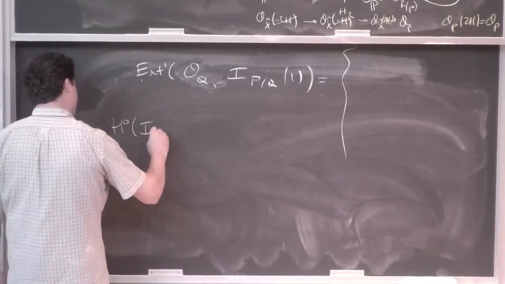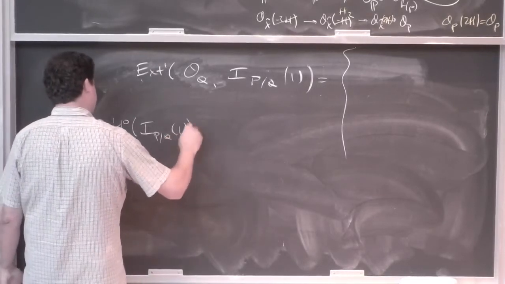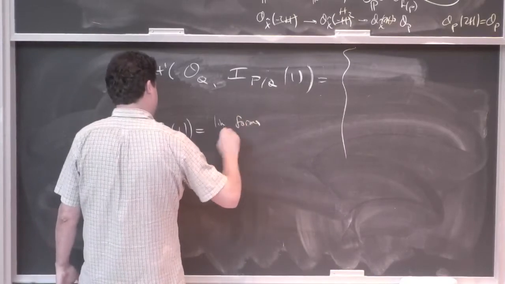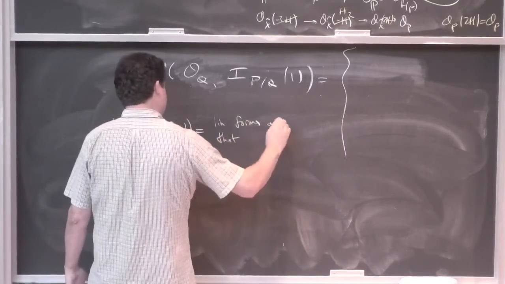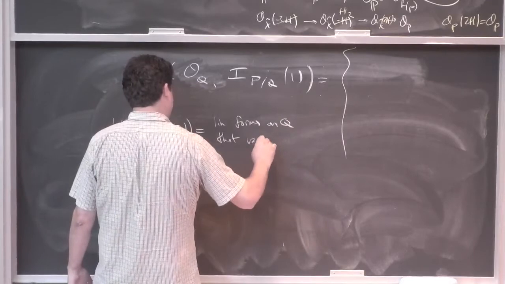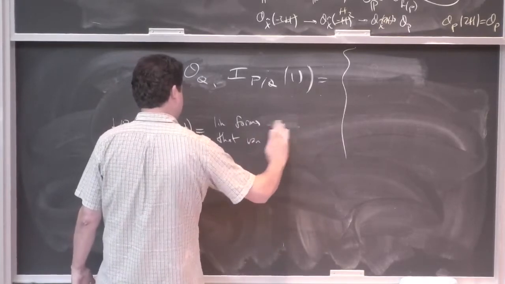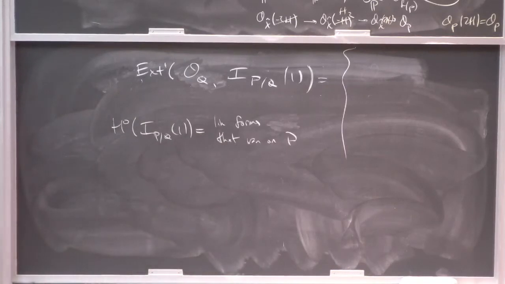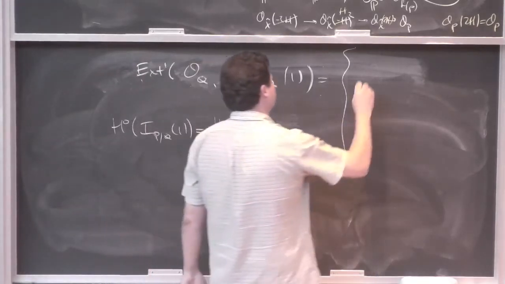Right? H0 of I_P over Q of 1. This is linear forms on Q that vanish on P. And you know P is cut out by 3 linear forms. And the linear forms on Q are the same as on the ambient space. Right? Because when you take that quotient ring and you kill a quadric, you're not killing any linear forms. So this is K cubed.